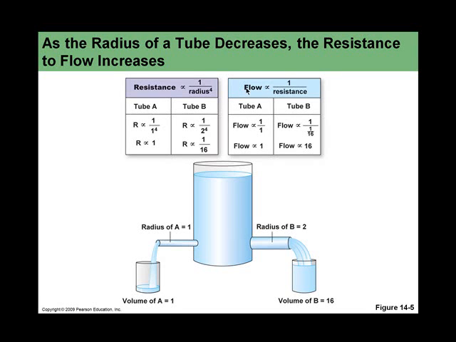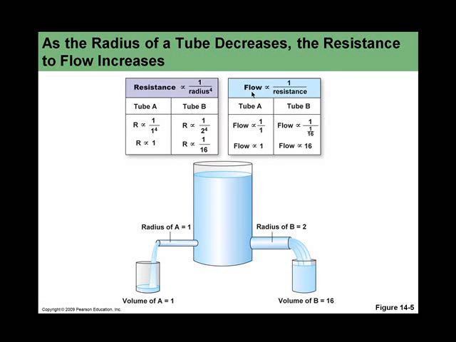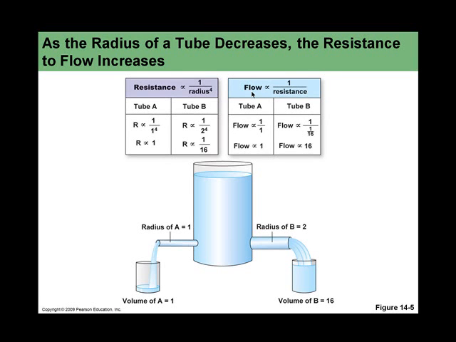So if you increase radius, then the volume flow is going to increase. If you increase radius, you decrease resistance. If you decrease resistance, you increase flow. However you manipulate these in your mind to make those associations between radius to the 4th power and flow, or if you just memorize that as you increase radius, you increase flow, it's fine.